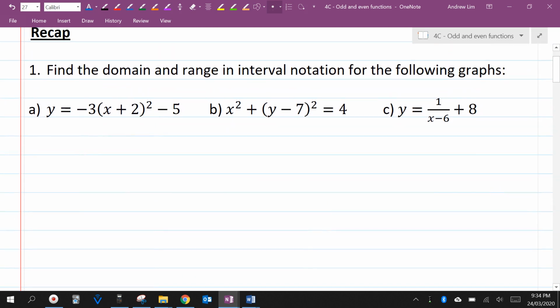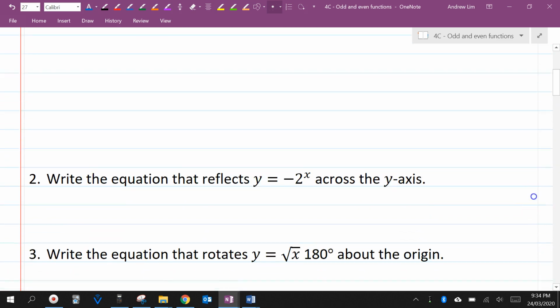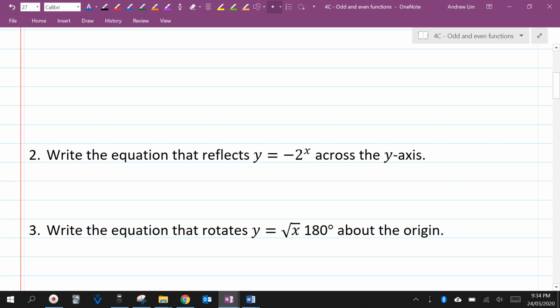So I want you to pause the video, have a go with these questions, find a domain and range in interval notation for the following graphs, write the equation that reflects y equals minus 2 to the x across the y-axis, and write the equation that rotates y is equal to root x 180 degrees about the origin.